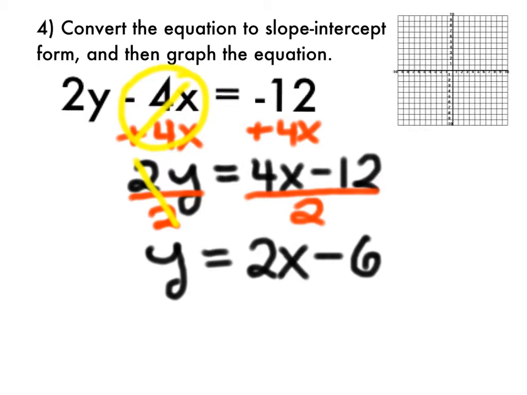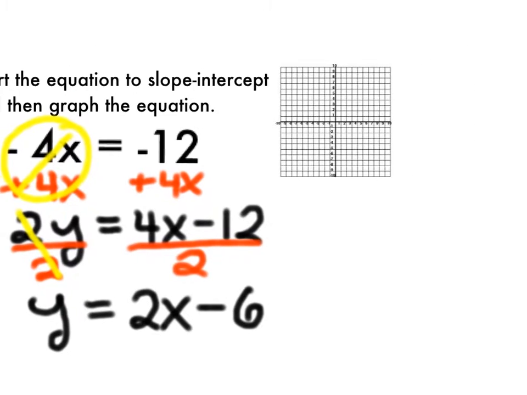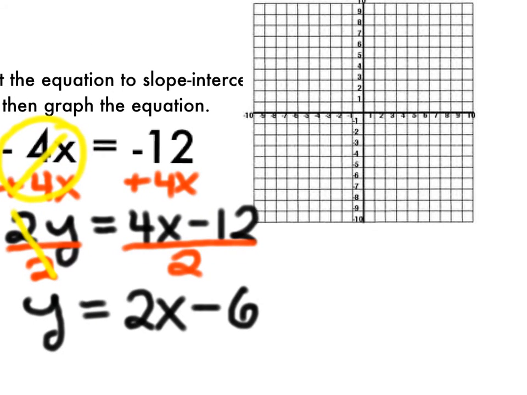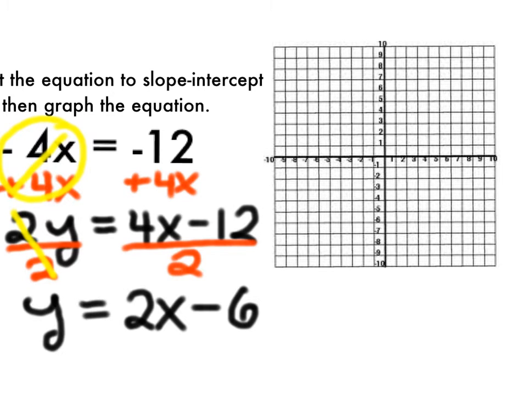The next thing I need to do is graph the equation. To graph the equation, let me increase the size of my graph so I can see a little bit better. Well, I'm trying to graph the equation y equals 2x minus 6. And to graph this equation, I start with the minus 6, that's the y-intercept. So I'm going to put a dot at negative 6 on my graph right here. I just put the dot right there.